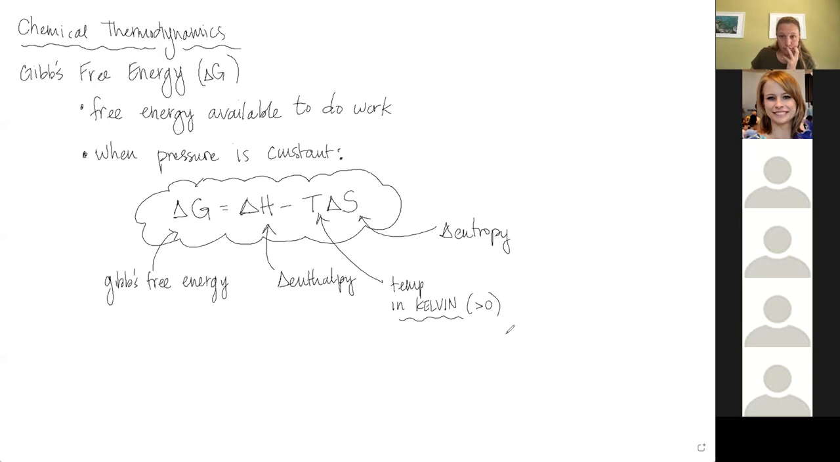Could it be Rankine too? No, it's always going to be in Kelvin. Yeah, all of the examples we're going to be doing are in Kelvin.